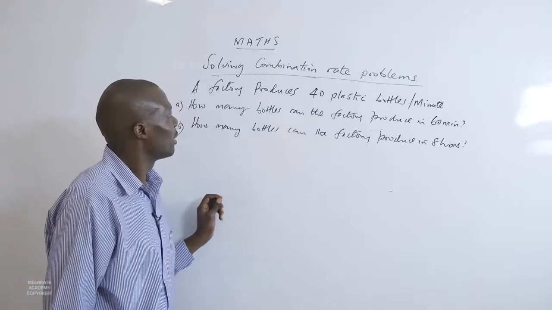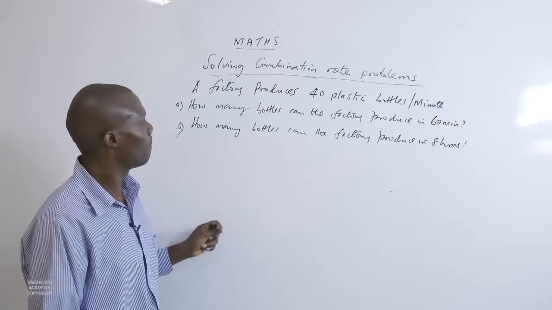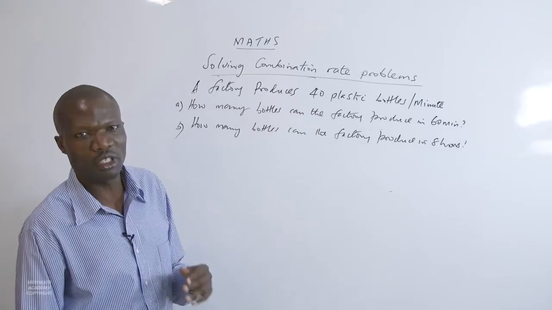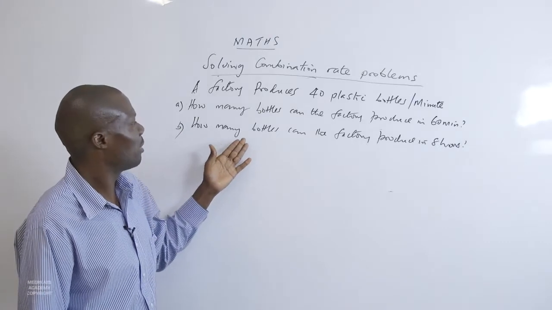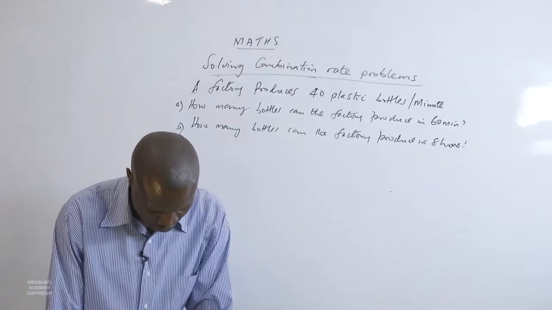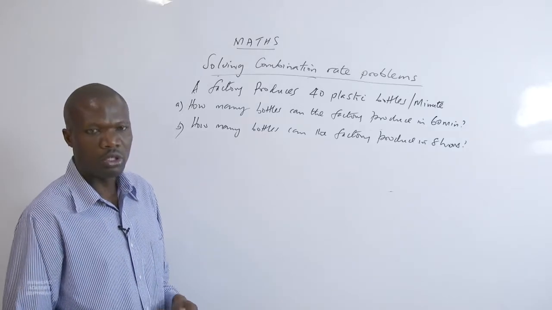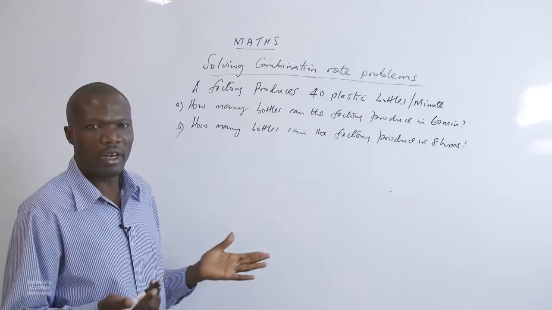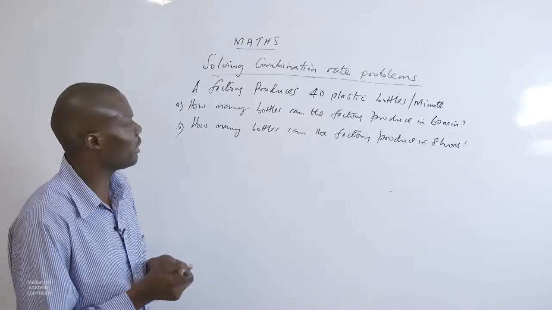A factory produces 40 plastic bottles per minute. One, how many bottles can the factory produce in 60 minutes? Two, how many bottles can the factory produce in 8 hours? So here it is a matter of looking at our rate and then looking at what we have. For this one, it is straightforward.